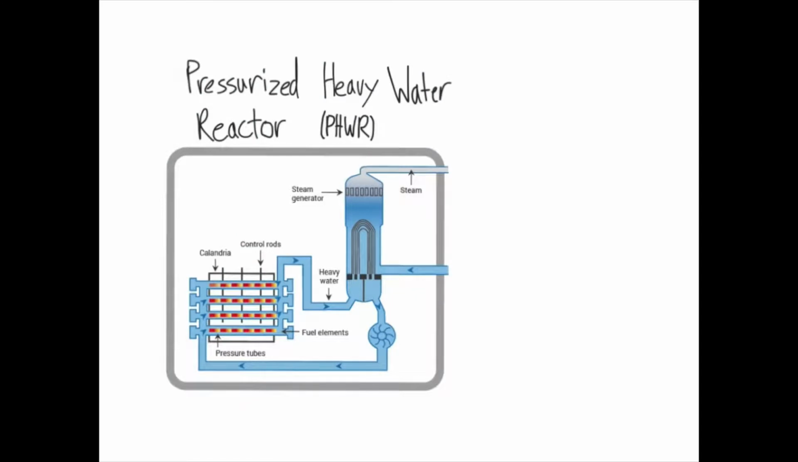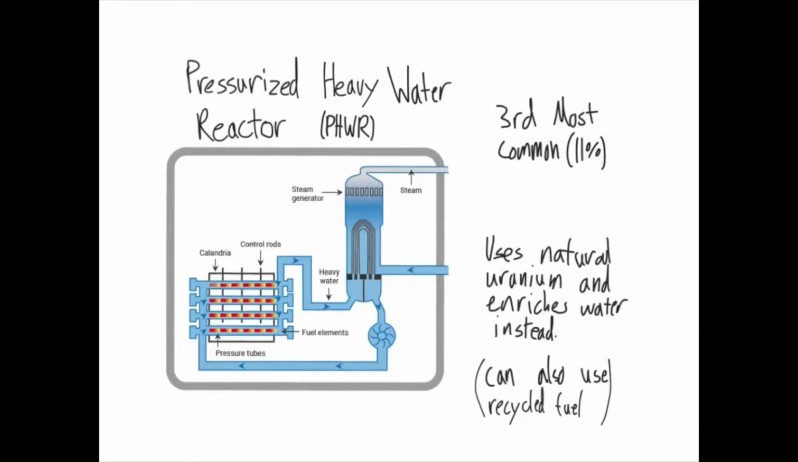The third most common uranium reactor is the pressurized heavy water reactor. The standout feature of this reactor is that it uses heavy water, water with deuterium instead of single proton hydrogen, as its coolant and moderator. Since heavy water is a better moderator than regular water, pressurized heavy water reactors can use natural uranium or recycled fuel from other reactors which have lower concentrations of uranium-235.